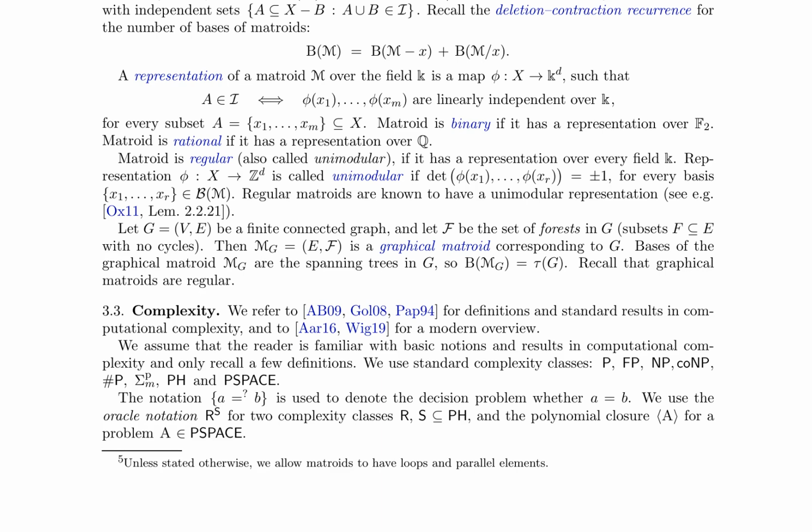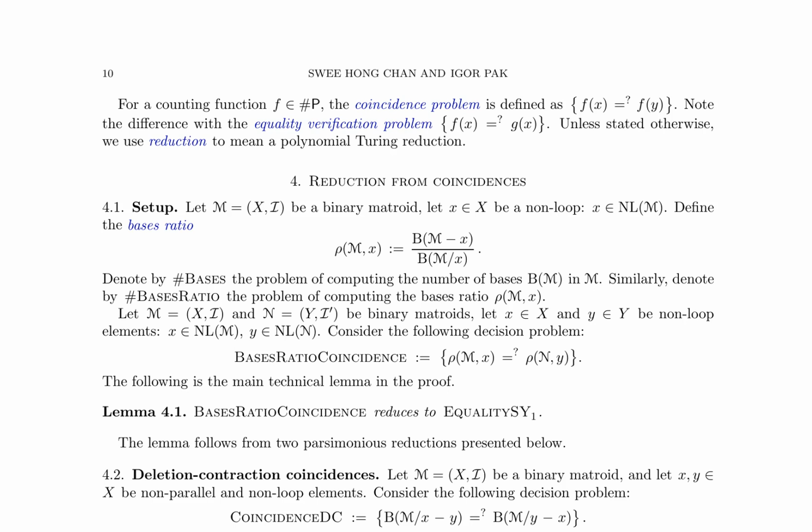A counting function f in #P has a coincidence problem, which is the decision problem whether f(x) equals f(y). The paper focuses on the bases ratio problem, which is the problem of computing the ratio of the number of bases in two matroids. The bases ratio coincidence problem is defined as whether the bases ratio of two matroids is equal. The main technical lemma is that the bases ratio coincidence problem reduces to the equality Stanley-Yan inequality problem. Two parsimonious reductions are presented to prove this lemma.